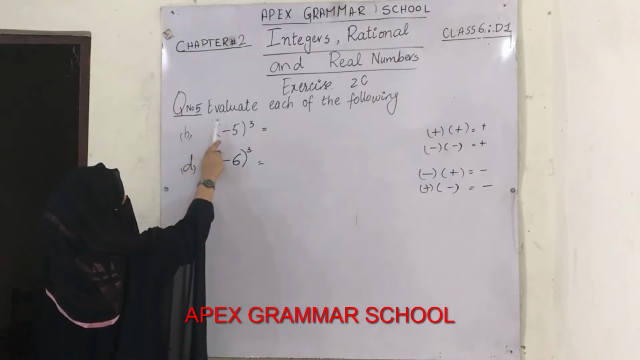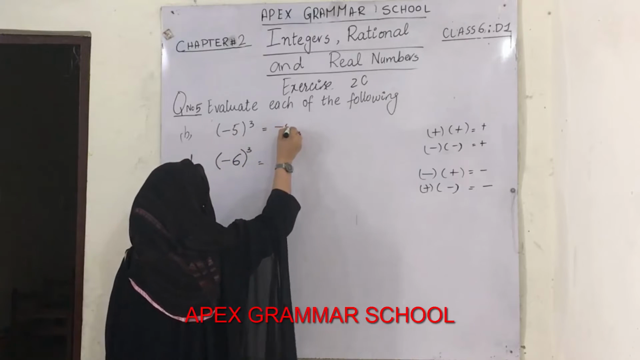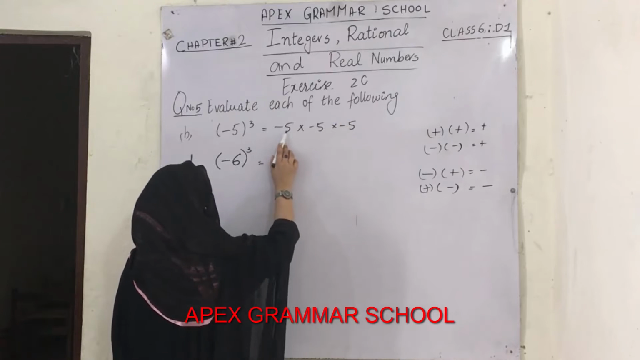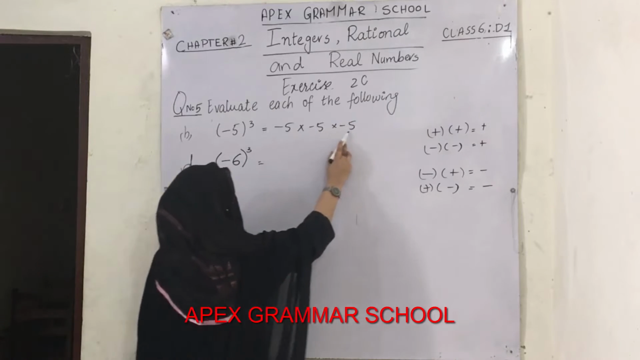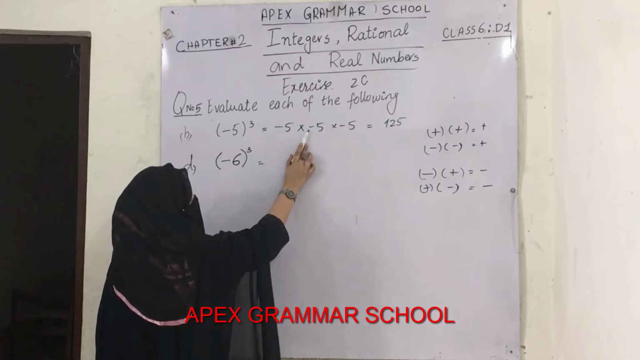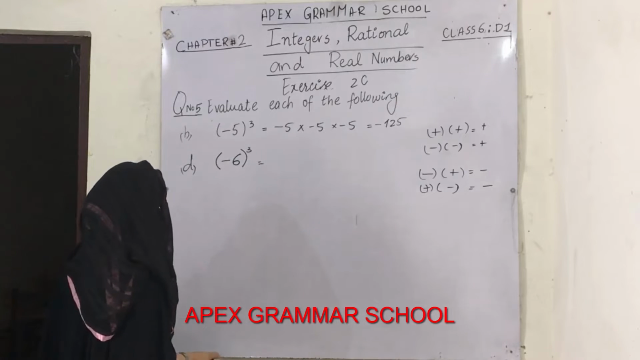Question number 5. Evaluate each of the following. B part, cube of minus 5, which means we have to multiply minus 5 with itself 3 times. So 5 5s are 25 and 25 5s are 125. Minus minus will be plus, plus minus will be again minus. So your answer is minus 125.